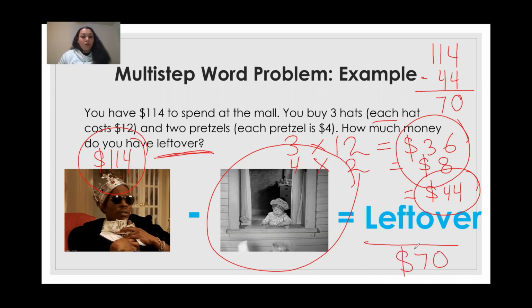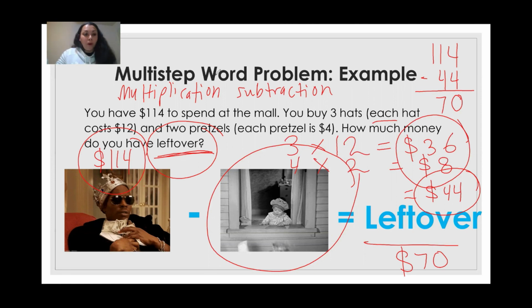So again, this is a multi-step problem. First, we had to figure out what operation we were doing. Again, to find the leftover, we had to use subtraction. We had to use multiplication to find out how much we spent. And we had to use addition to find out how much the partial products were of how much we spent. So we used 3 of our operations that we know, all in one problem.